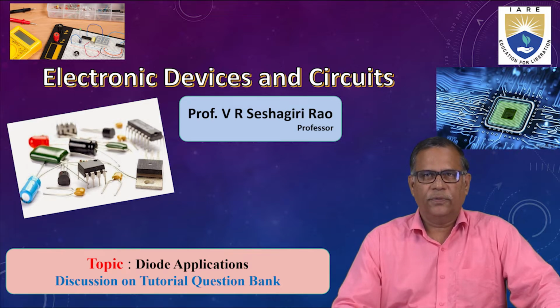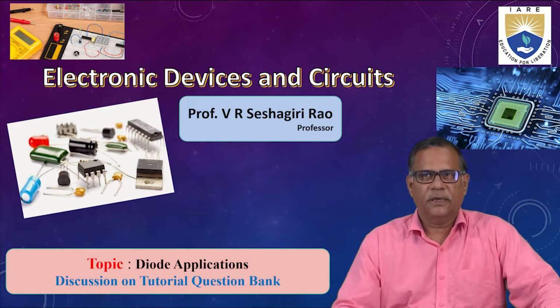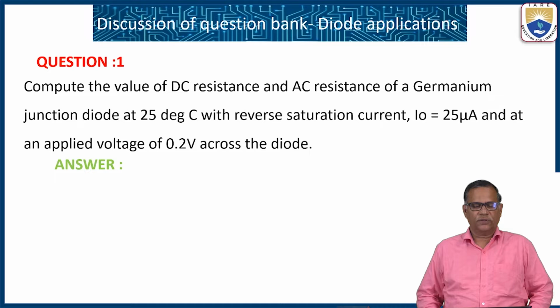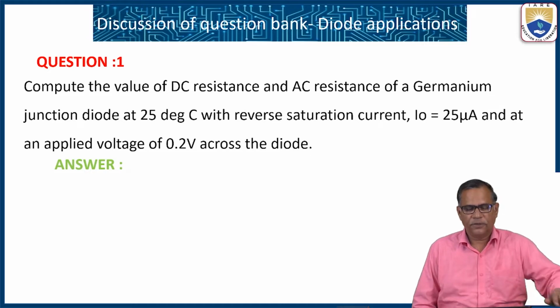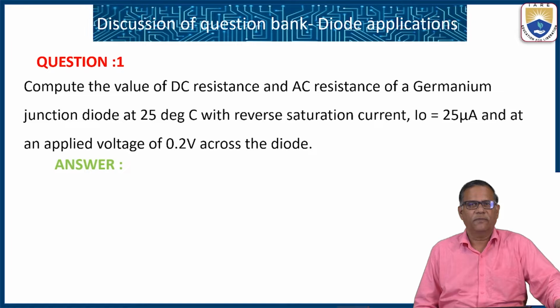Today, I am going to discuss the question bank of Unit 1, that is diode applications. So, the first question is: compute the value of DC resistance and AC resistance of a germanium diode at 25 degrees centigrade with a reverse saturation current I0 equal to 25 microamperes at an applied voltage of 0.2 volts across the diode.